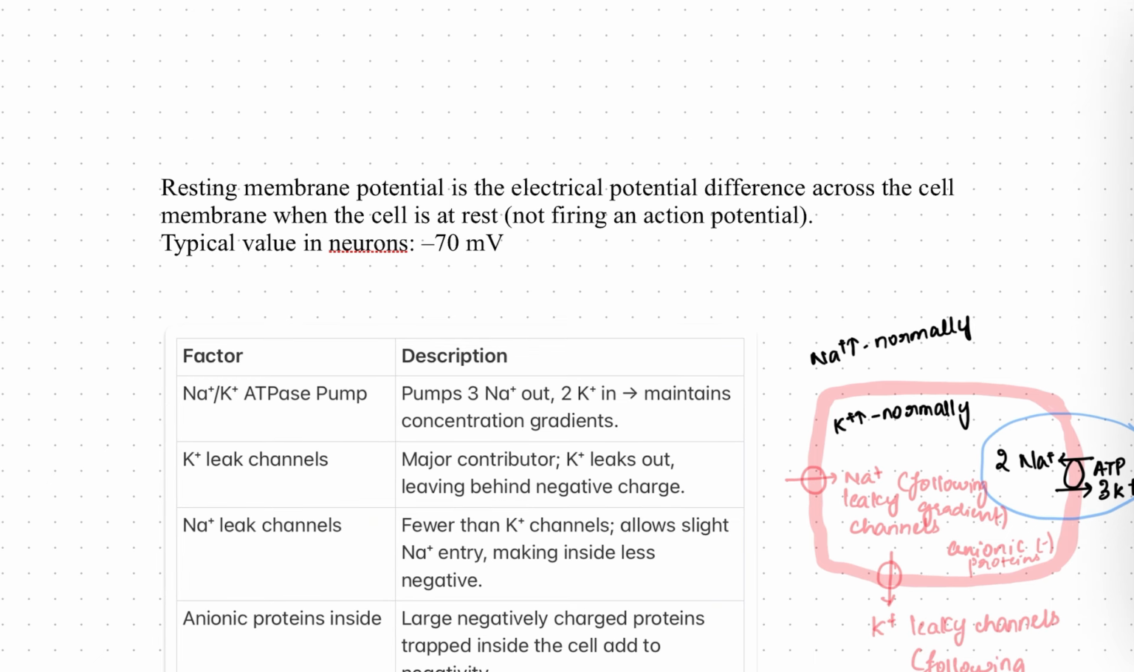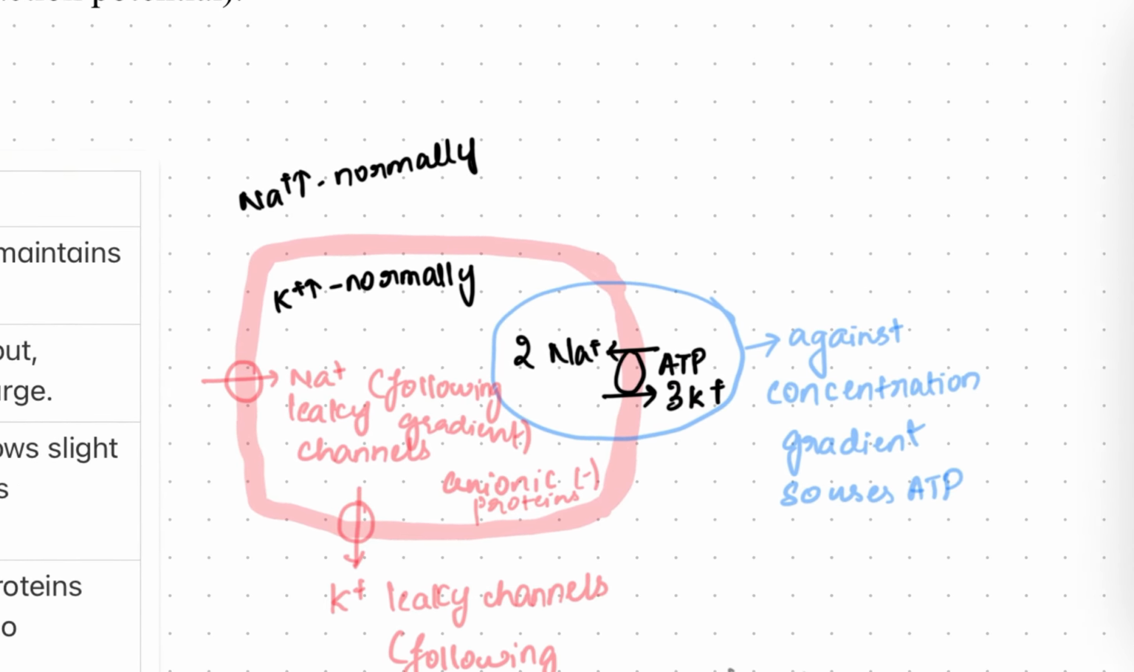Why the resting membrane potential is negative, we have to know. There are certain factors which contribute to this. The first is the sodium potassium ATPase pump. Next is potassium leaky channels. Next is sodium leaky channels, and anionic proteins which are negatively charged and trapped inside the cell. So these all add to the negativity inside the cell. Let us see in a diagram.